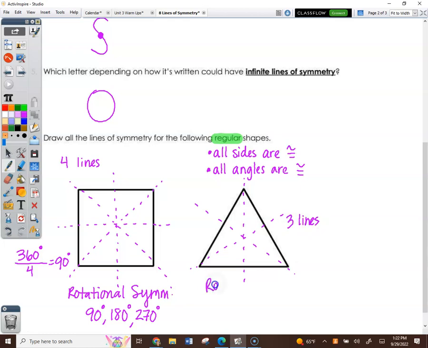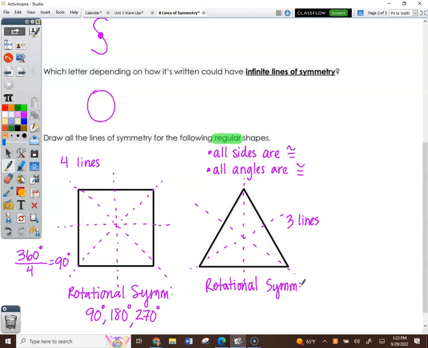I want you now to come down here and list the rotational symmetry involved. Only the ones that matter. No, it is not the same. Why is it not the same? There's only 3 sides. 360 divided by 3. How many sides are there? 3.